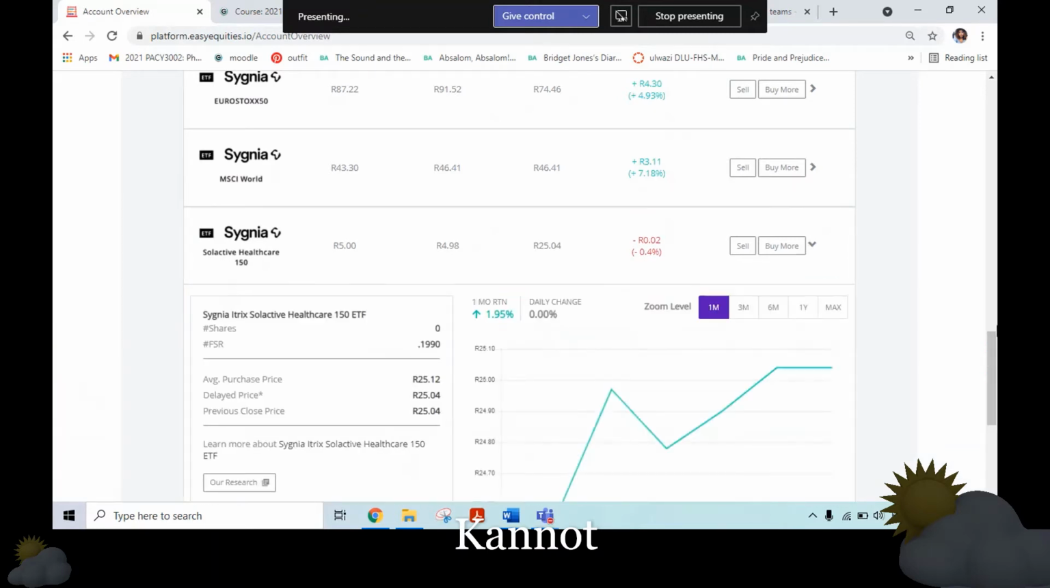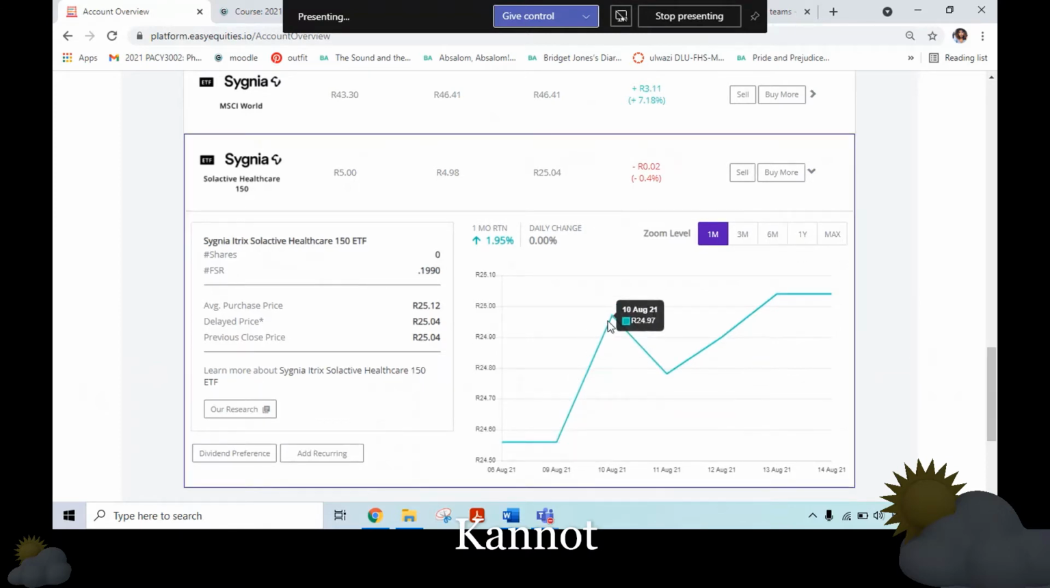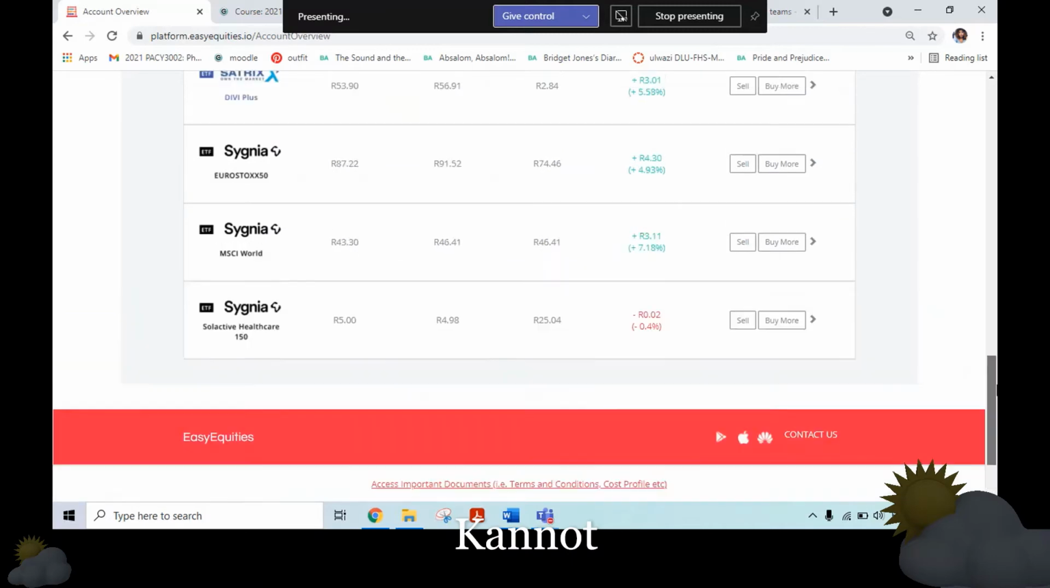This is an ETF that recently came out, Sygnia's Solactive Healthcare 150. I invested here at the peak because it's so new. Look, it's only been around for a few days. I invested here because I thought it was just going to go uphill from there. But no, it's been okay. That's why I don't invest in new things, unless you truly believe in it, because you never know if it just continues to go downhill from here. With this one, I don't know what I'm looking for, so I'll just invest. When I make a big profit, I'm selling as soon as possible.